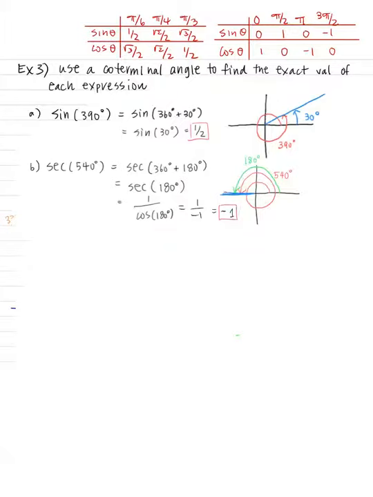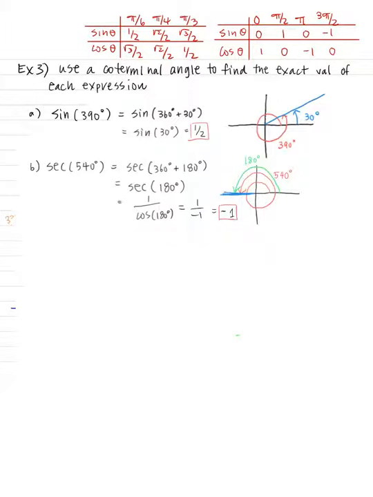Before I do the next example, we're going to have to learn this anyway. Do you see from example A, I broke down the 390 into 360 plus 30, and the sine of 390 degrees is the same thing as sine of 30 degrees. That 30 degrees is going to be called the reference angle. And for example B, 540, we broke down to 360 plus 180. And therefore the 180 degree part is also called a reference angle.